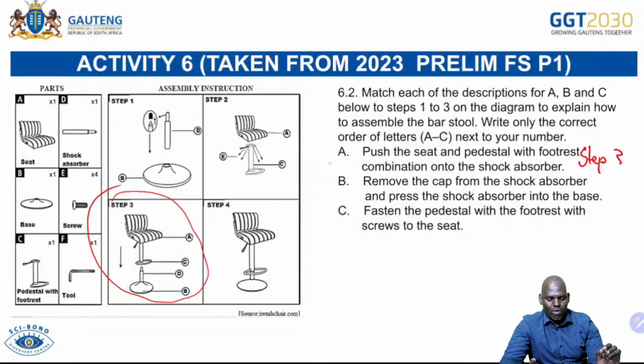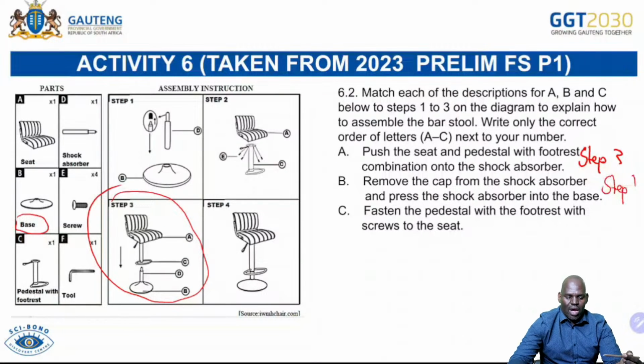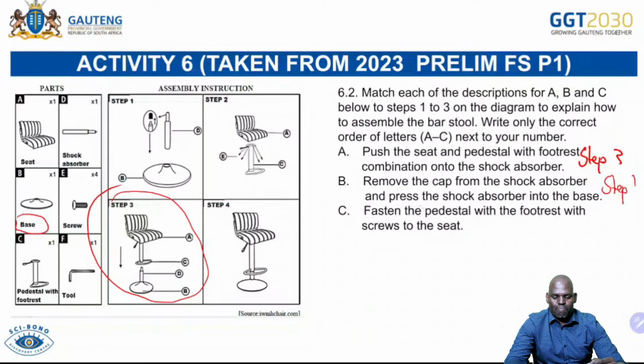Then B, remove the cap from the shock absorber and press the shock absorber into the base. So this is the base. If you look at the parts there, this is the base. And then in this case, it means B corresponds with step number 1. Then the next one is fasten the pedestal with the footrest with screws to the seat. So that will be step number 2.